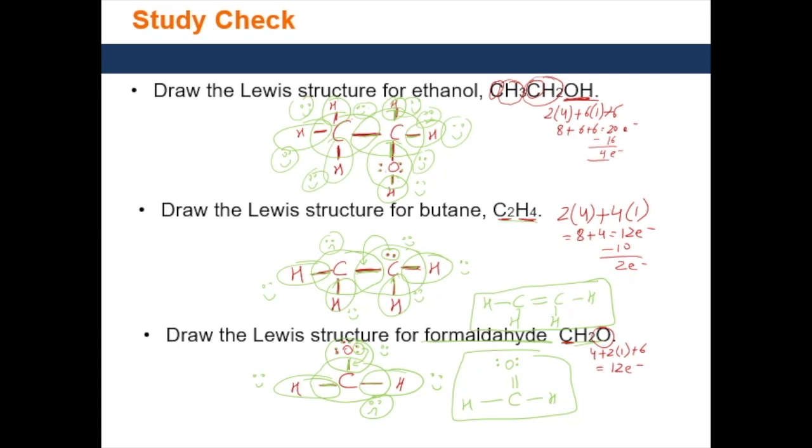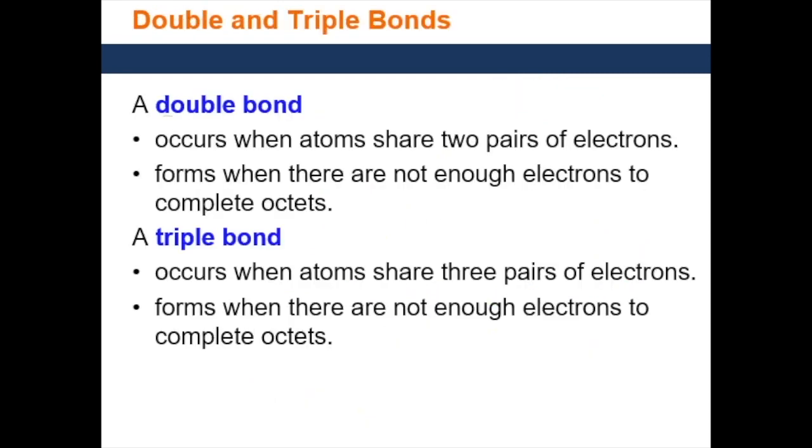Now another important thing here is what you saw is a double bond and a triple bond. A double bond occurs when atoms share 2 pairs of electrons. So if there are 2 pairs of electrons shared between atoms, this is called a double bond. It forms when there are not enough electrons to complete the octet, like we saw. A triple bond occurs when atoms share 3 pairs of electrons. It forms when there are not enough electrons to complete the octet. So if between 2 atoms you see 3 single lines drawn, that means this is an example of a triple bond.